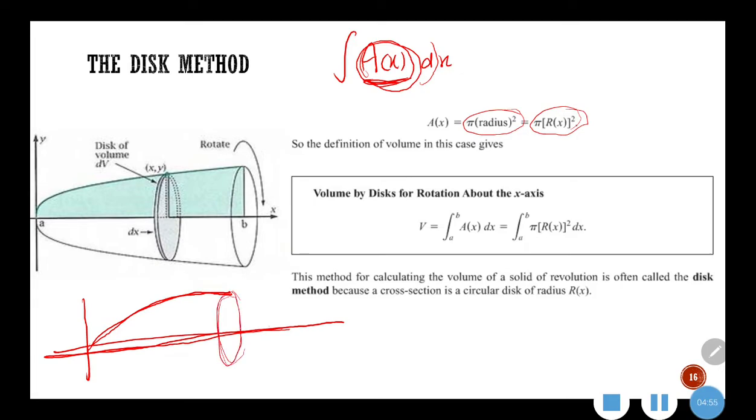When it is rotating 360 degrees, can you imagine? It will come out as a solid like this, the shape. Okay, it will come out like this as a solid. Okay, so from here we can see a shape like this. Okay, so this shape you may compute its volume.